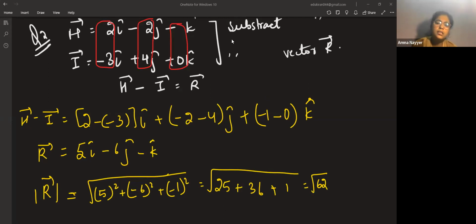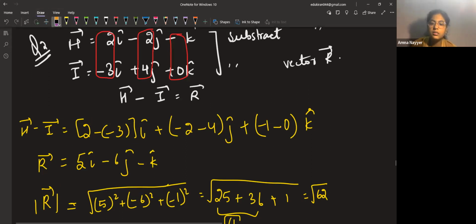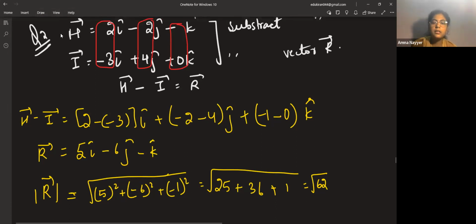25 plus 36 is 61, no? And plus this one. So root 61. Yes, yes, yes. So root 61, and then we'll add this one, that becomes 62. Do you all agree till here? Cleared or not? Yes, ma'am. So Martin's answer was right.